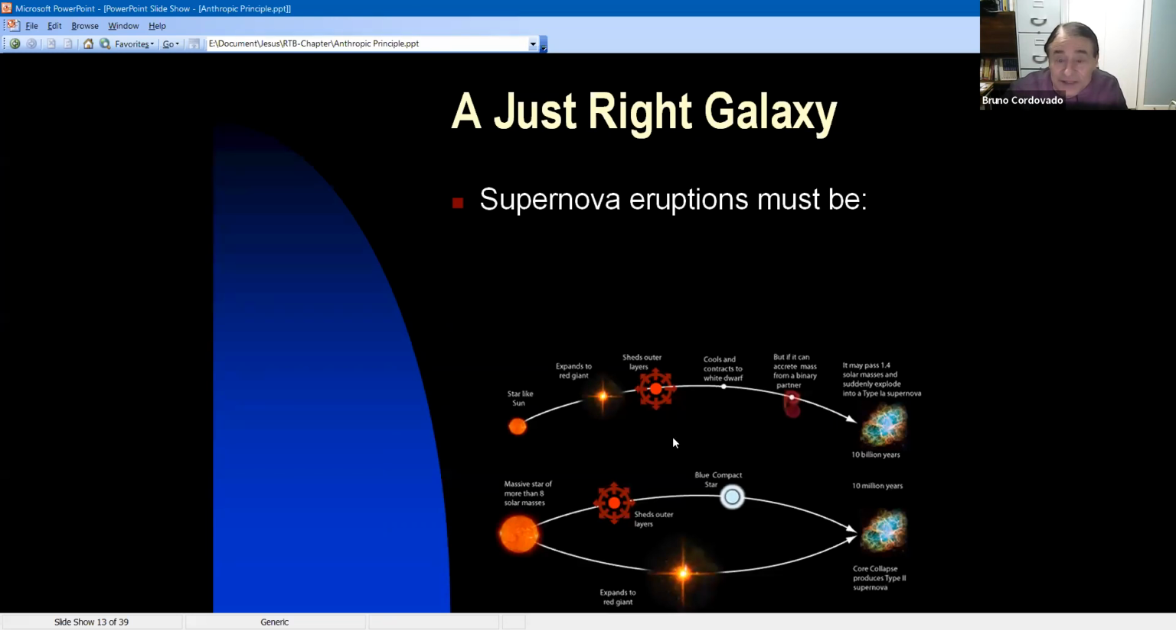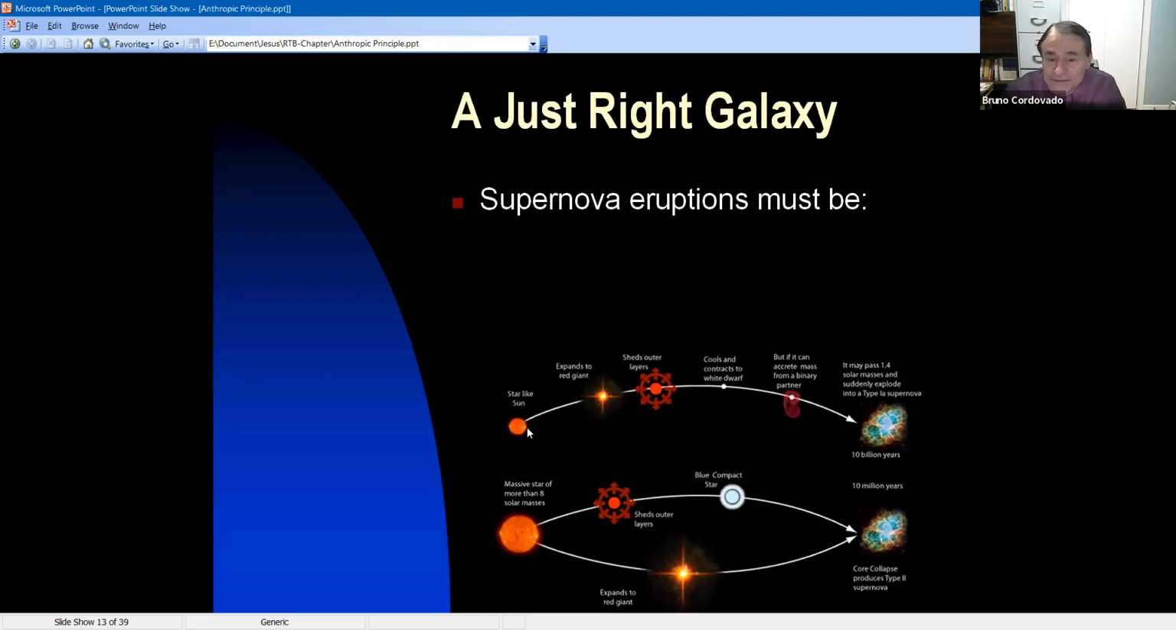Here's a diagram that shows two types of supernovas depending on the star that you start with. A star like the sun, at a certain point in its age, about 7 or 8 billion years old, expands to become a red giant, and all the outer layers dissipate. Then the center that's left contracts to be a white dwarf.